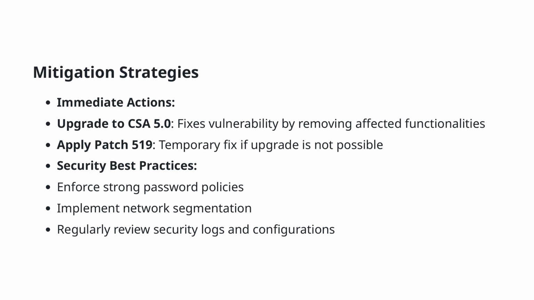For this slide, we're focusing on mitigation strategies to address the vulnerability we've discussed. Firstly, immediate actions are essential. Upgrading to CSA 5.0 is recommended as it resolves the vulnerability by eliminating the affected functionalities. If an upgrade isn't feasible right away, applying patch 519 can serve as a temporary fix.